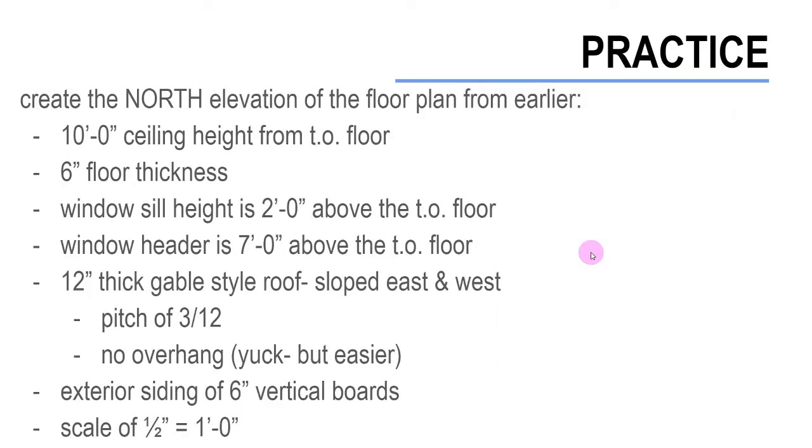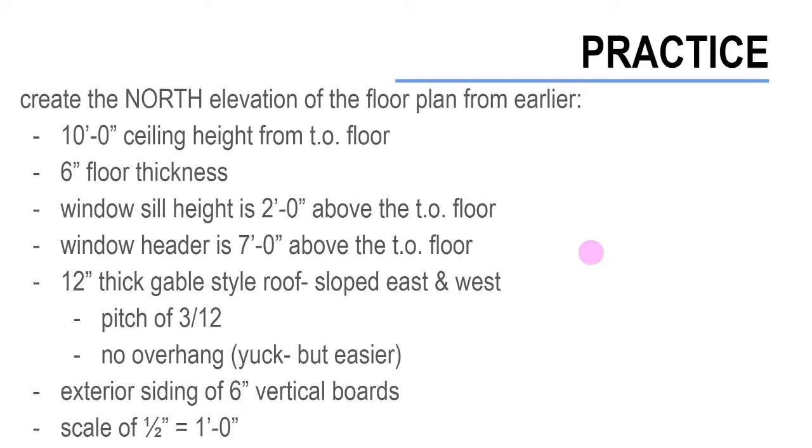So we'll do another practice now, in which I'm going to create the north elevation of the floor plan we just did. The elevation is going to have a ceiling height of 10 feet from the top of the floor. Our floor is going to be 6 inches in thickness. The sill, or the bottom of our window, is going to be 2 feet above the top of the floor. The window header will be 7 feet above the top of the floor.